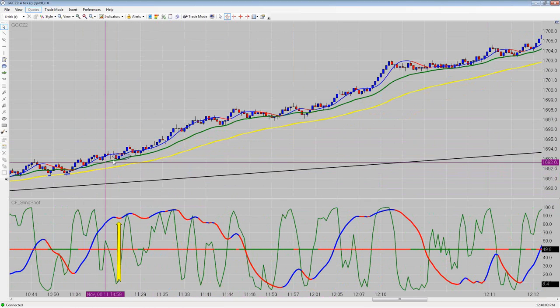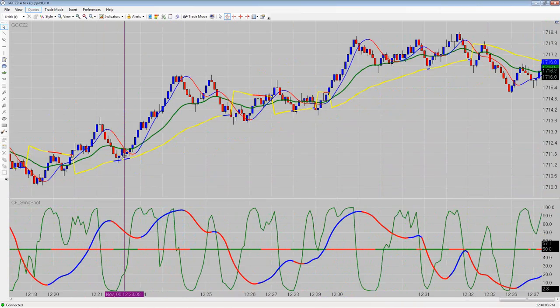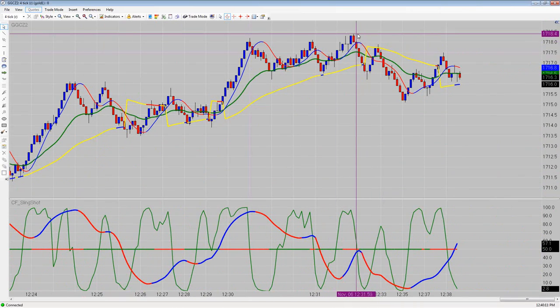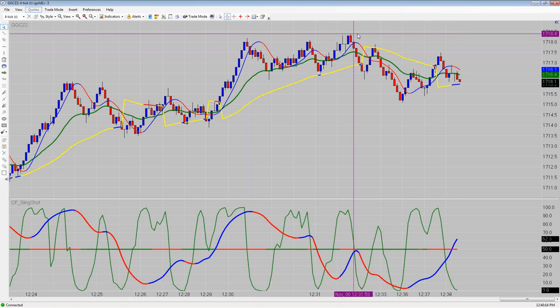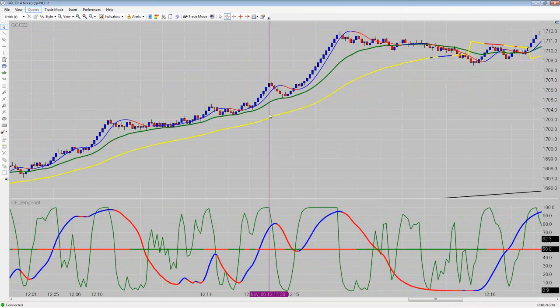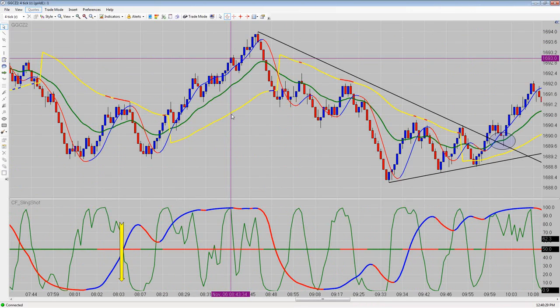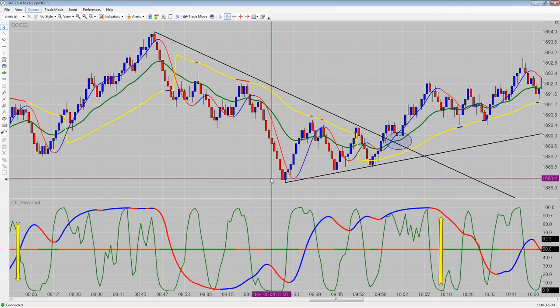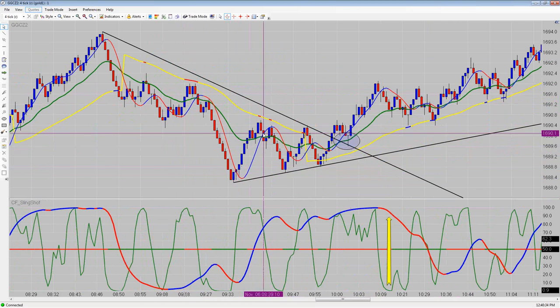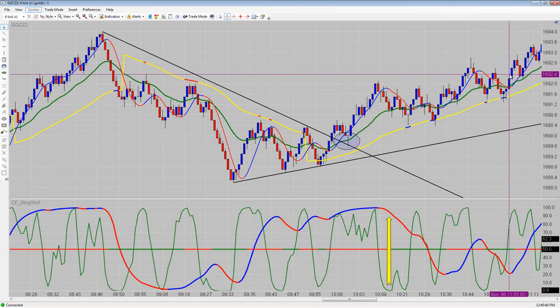You can see how gold ran from over here, 1693. It ran from 1693 all the way up to 1718.4. Let's just say 1718. So 25 points it ran in the last hour. That is a huge move in gold. Going back to the morning session, though, we didn't have that many opportunities in here. It did move around some, but it didn't give us that many opportunities.